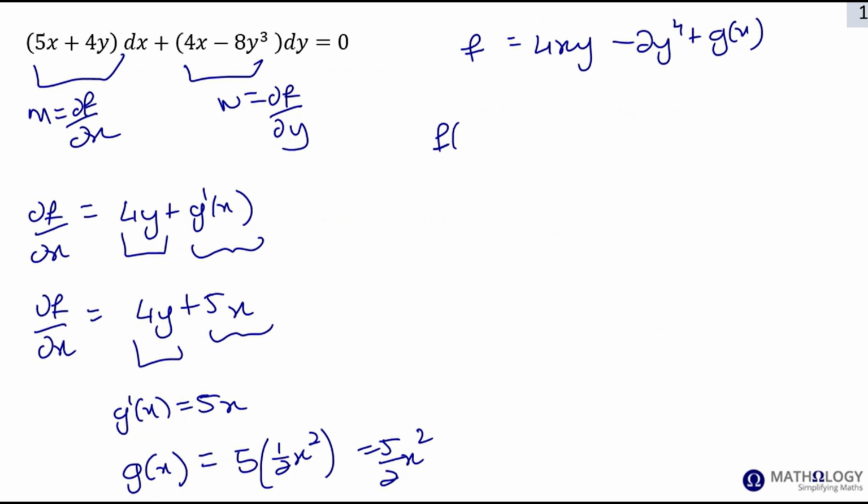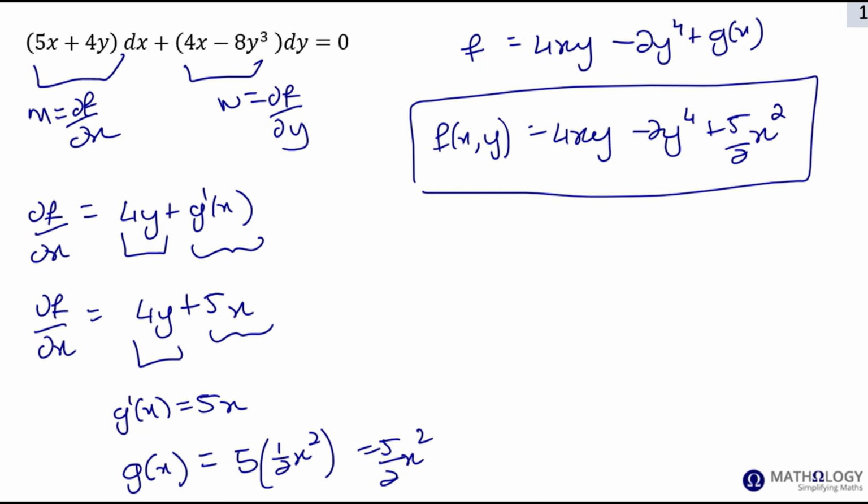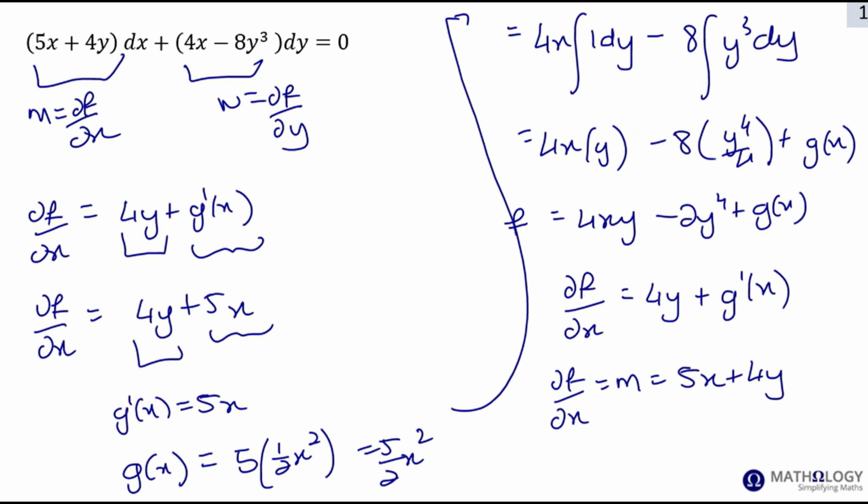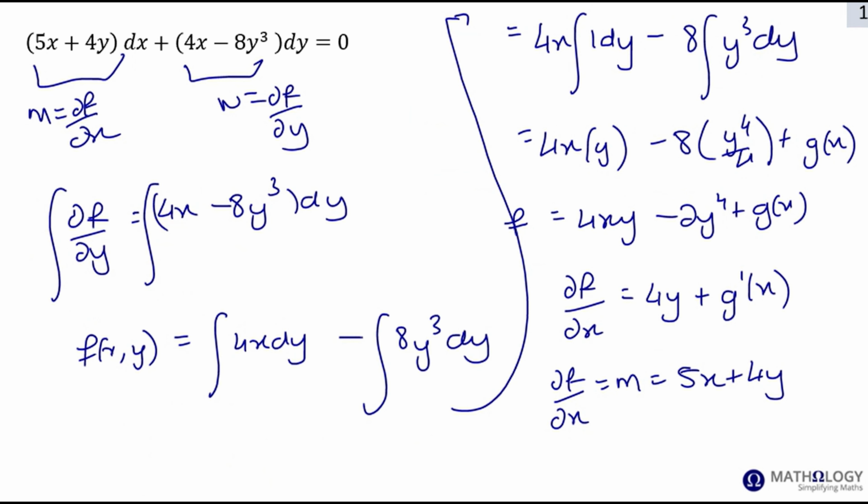So the function f is 4xy minus 2y to the 4, plus g of x, which is 5 over 2 x squared, which is exactly the same expression for f that we got previously.